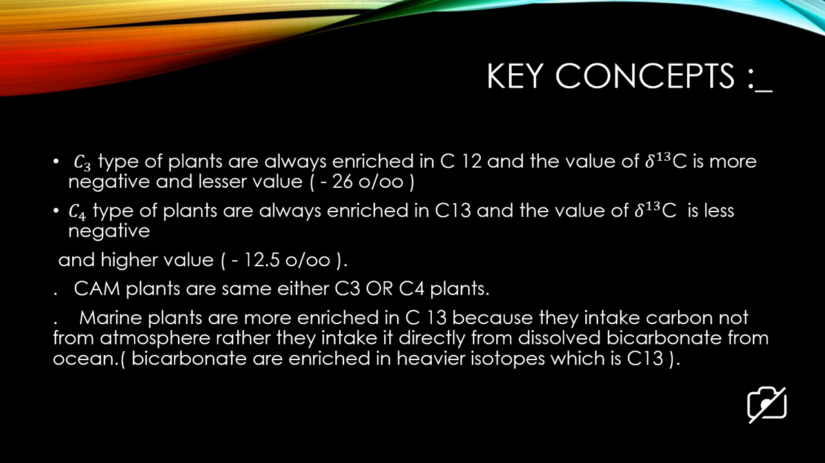Because C4 plants are always enriched in C13, their value is less negative and higher. Their delta C13 value may vary from minus 21 parts per mil to minus 26 parts per mil. But if the sample shows a very low, more negative value, it means the human population ate more C3 plants than C4 plants, because C3 plants are more enriched in C12 than C13. That's how, by using carbon isotopes, archaeologists reconstruct paleodietary patterns.